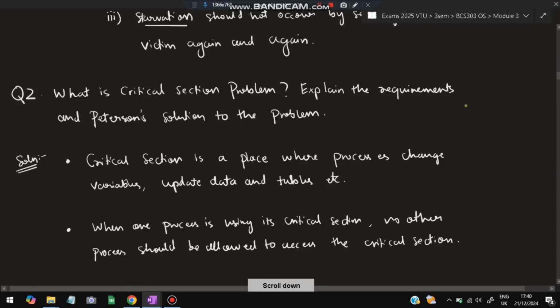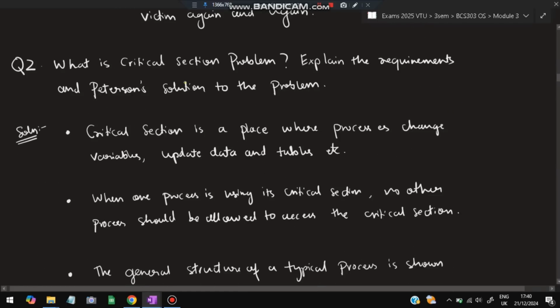Moving on to the second question, which is: what is the critical section problem, and explain the requirements and Peterson's solution to the problem. Three questions are asked. What is the critical section problem? Critical section is a place where all the processes change variables, update data and tables. It is a place in the code where all the updating of data and changing of variable data happens. That portion is called the critical section. And when one process is using its critical section, no other process should be allowed to access it.